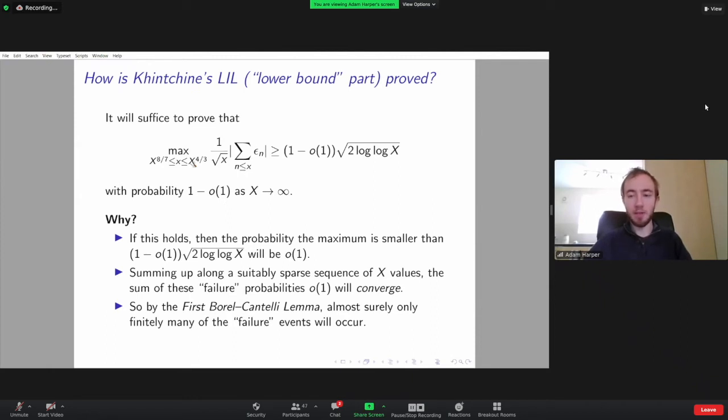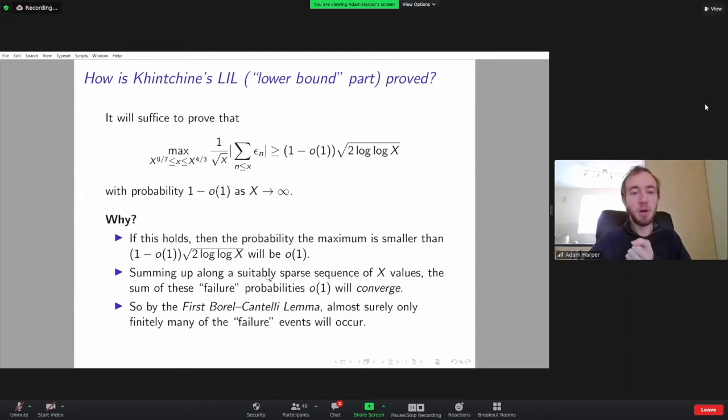And why will that suffice? Well, if the maximum is bigger than this with probability tending to 1, that means the complementary event, the maximum being smaller than this, will happen with probability tending to 0. And if that's true, then we can find a sparse sequence of values of capital X, depending on how quickly this little o(1) goes to 0, so that along that sparse sequence of capital X, these failure probabilities are like, let's say, 1 over the squares, like the reciprocal of the squares.